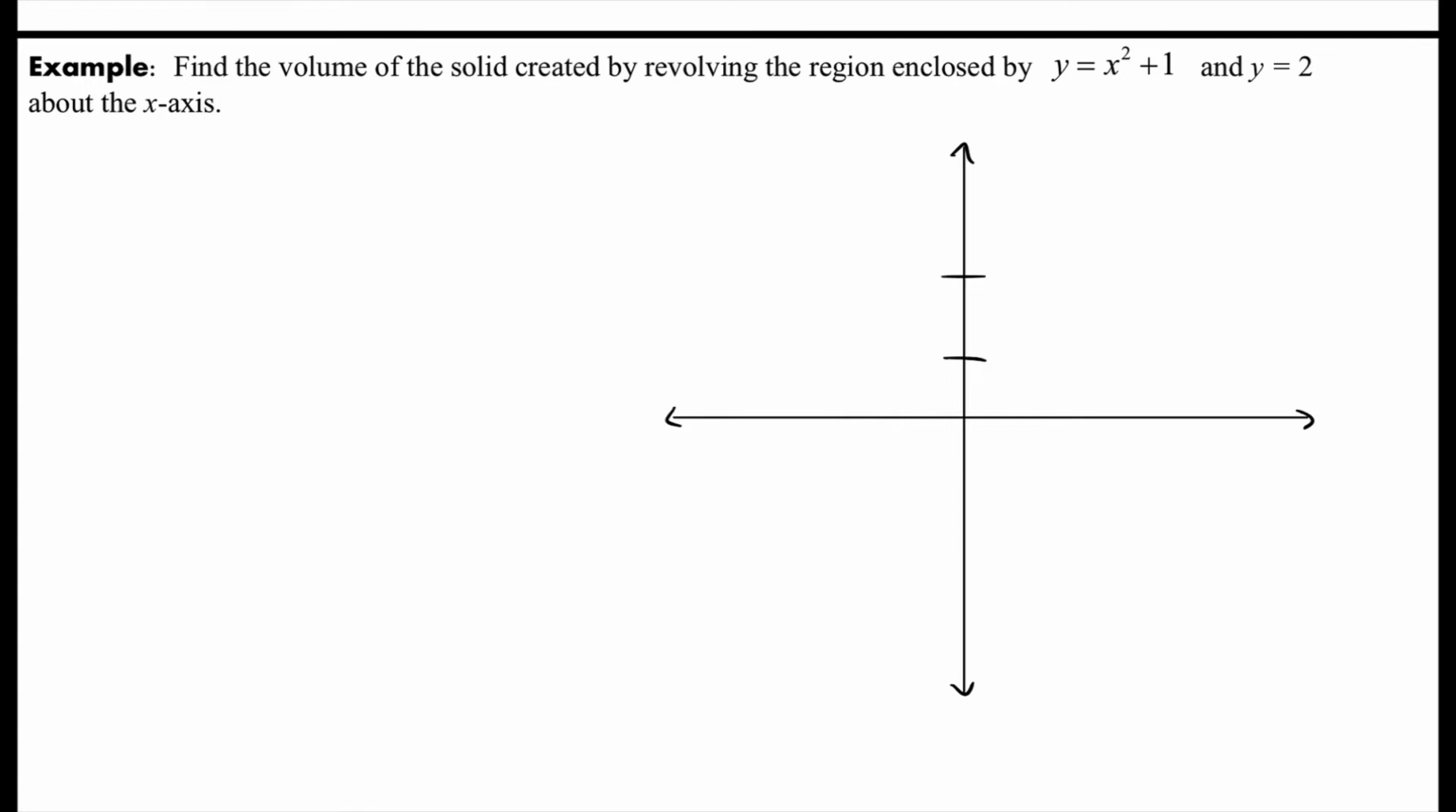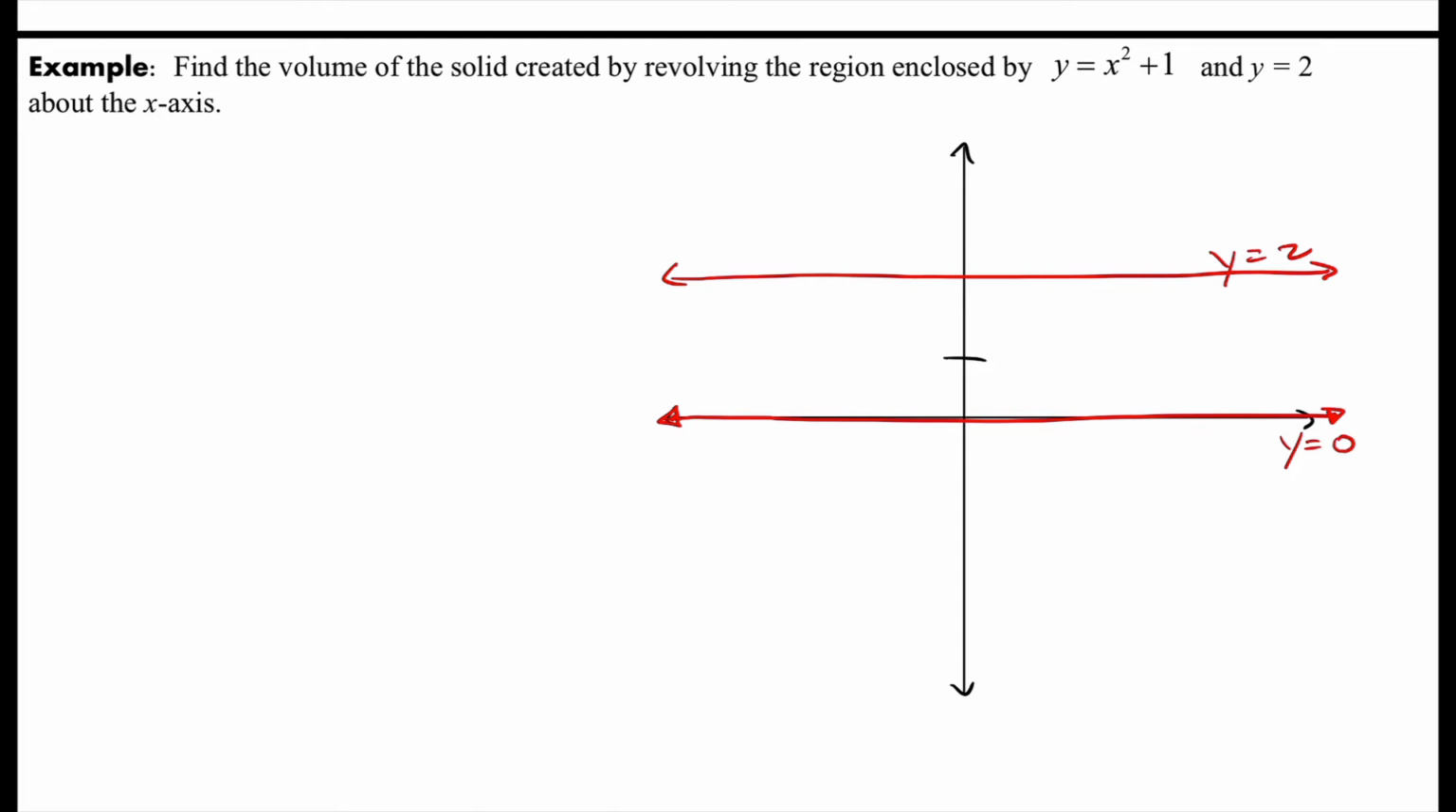So y1, y2. I'm going to label that y equals 2. And then it says it's going to revolve about the x-axis. So I'm going to draw that line too. That line is called y equals 0. Okay. Now the only thing left to draw is the quadratic. Okay. The quadratic is x squared plus 1.